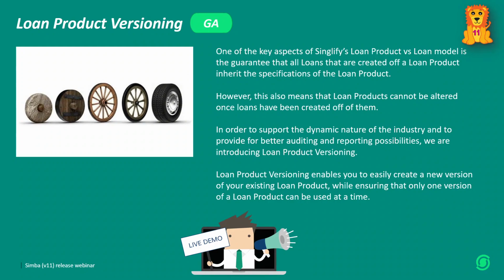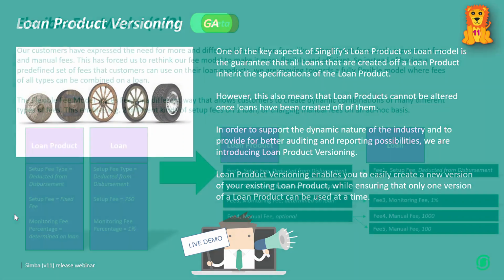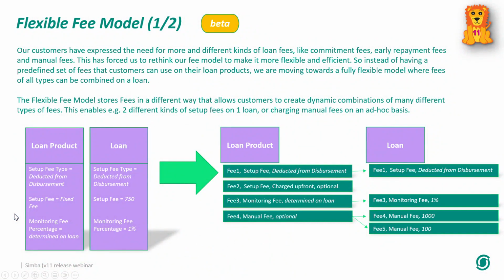Thank you, Pete. Let's go to the next feature, the flexible fee model. Our customers have expressed a need for more and different kinds of loan fees, like for instance commitment fees, early repayment fees, and manual fees. This has forced us to rethink our fee model to make it more flexible and efficient. So instead of having a predefined set of fees that customers can use on their loan products, we are moving towards a fully flexible model where fees of all types can be combined on a loan.